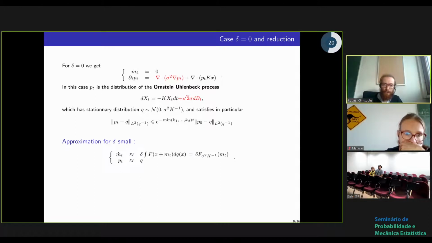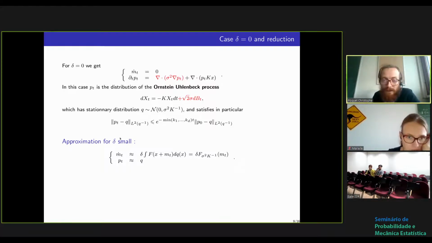Okay, so when delta is equal to 0, what you have is the expectation MT, which does not move, and the recentered distribution that goes quickly to Q. So this is for delta equal to 0. So intuitively, the approximation you want to make for delta small, well, what happens?